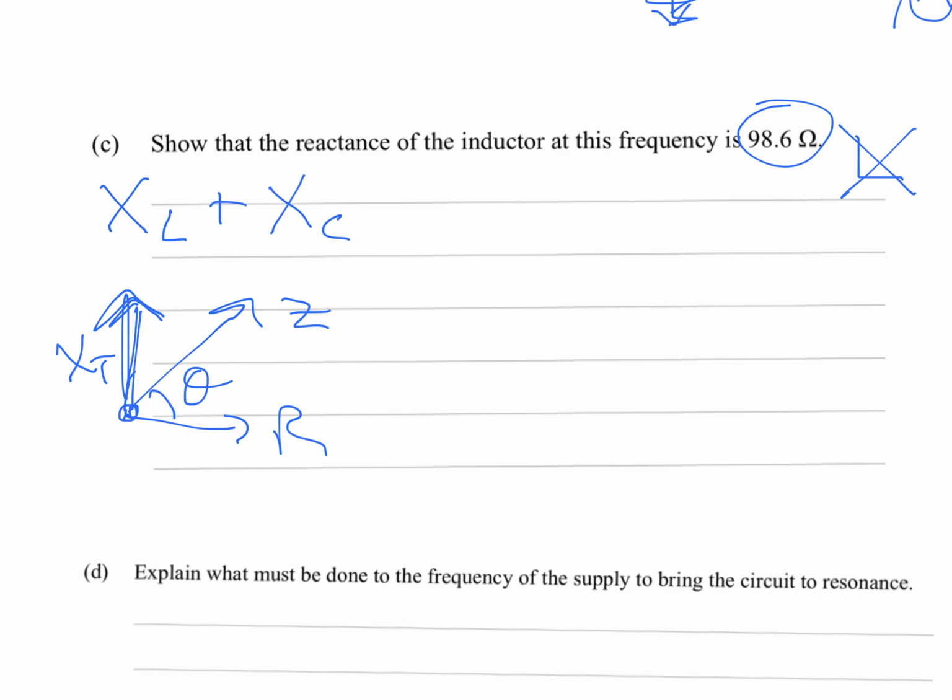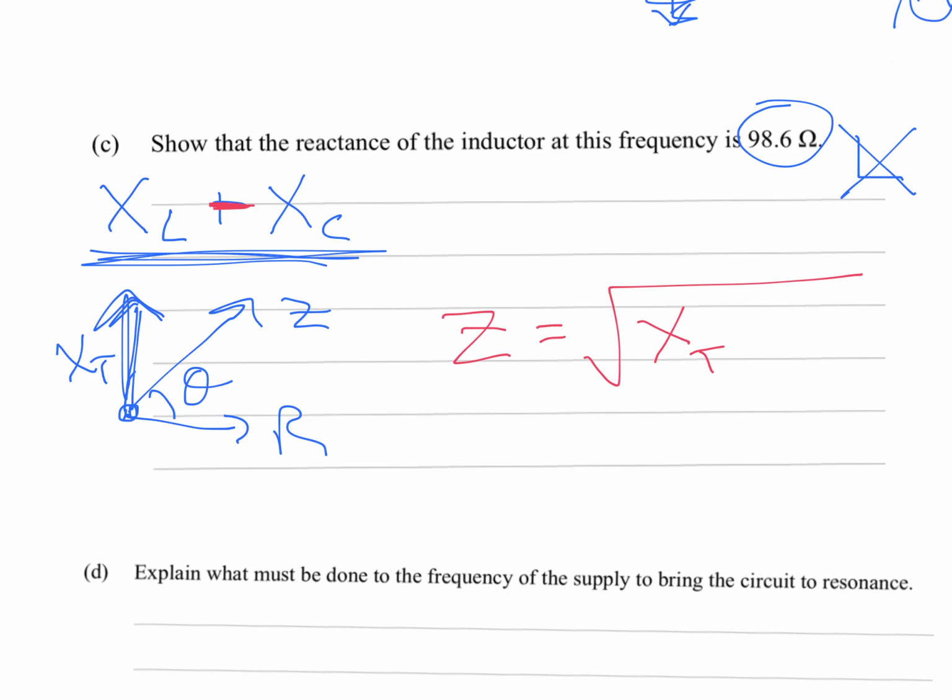You call it XT if you like. And remember that plus that we're dealing with for this XL plus XC, it's actually XL minus XC if we're dealing with absolute values. So maybe it's a better idea to just put that in there. But hopefully you can see where we're going with this. We know that Z is equal to the square root of the total reactance, XL minus XC, squared, plus the resistance squared. So we know that resistance, we know Z, so we can calculate XT from this.